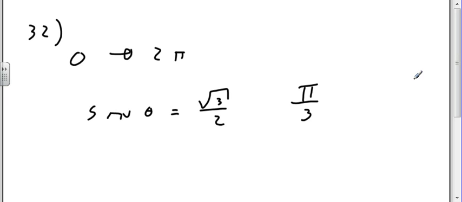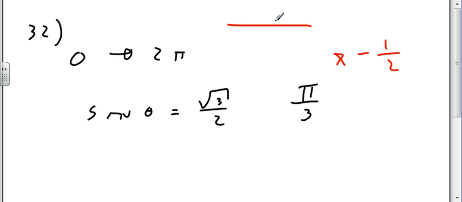Oh, yeah, 5 over 6. No, I got that wrong. Never mind. Pi over 3. Is that right? Yes or no? The answer is no, it's not, because there's two answers.